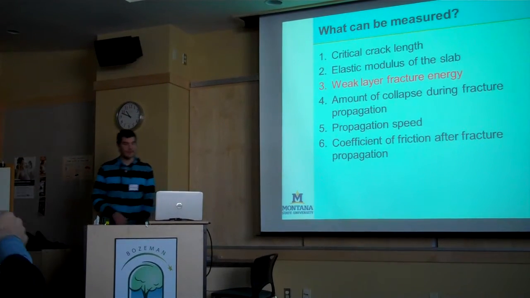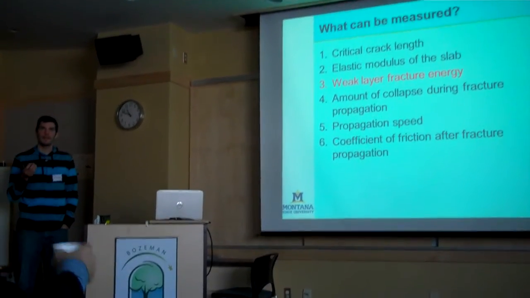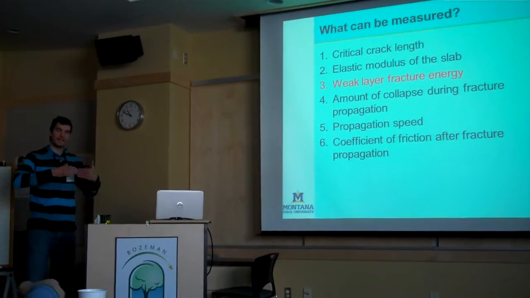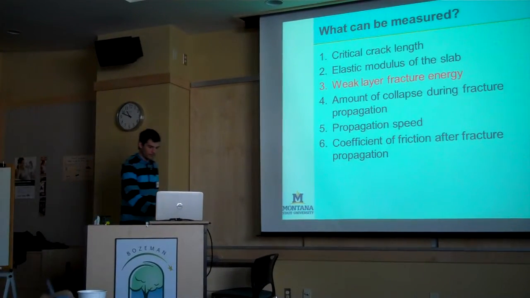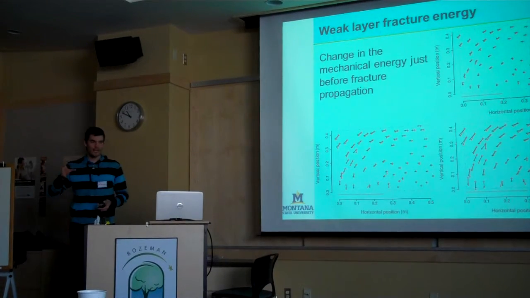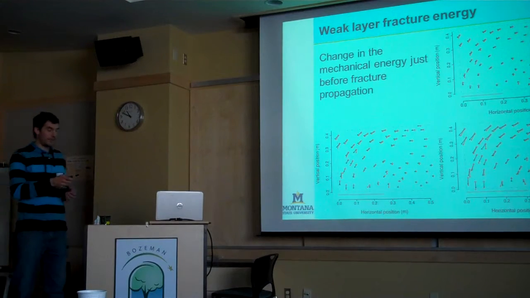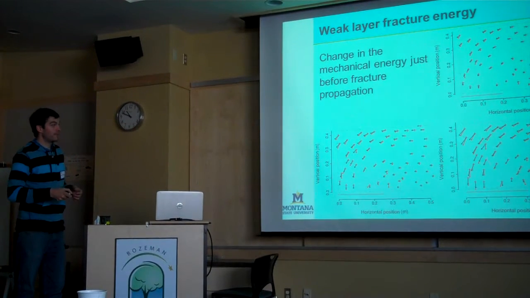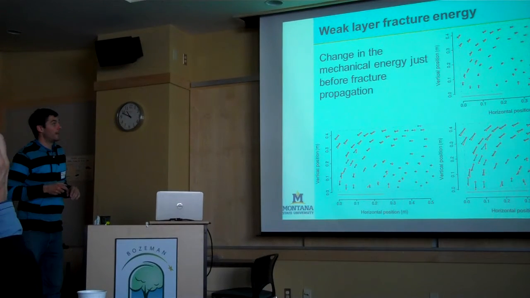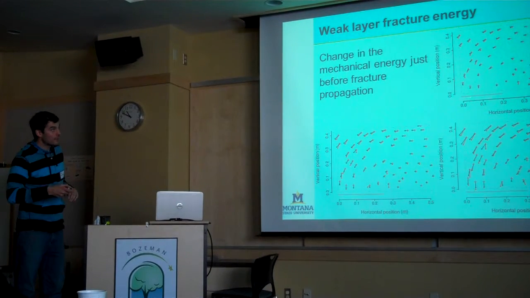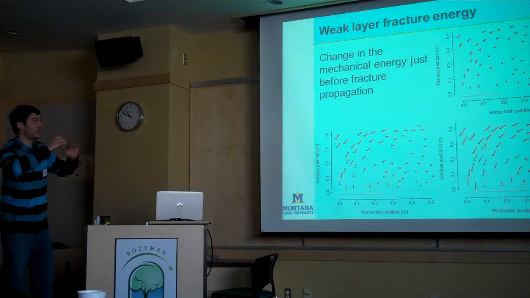Now, you can also calculate weak layer fracture energy, and what that is, it tells you how much energy you need to expand your crack by a certain amount. And to do that, you just look at changes in the mechanical energy during this initial saw cut. So here I've plotted for 3 different crack lengths the displacement of all these markers. And as you see, here's the crack length. As it increases, you get more displacement, more bending of the slab.